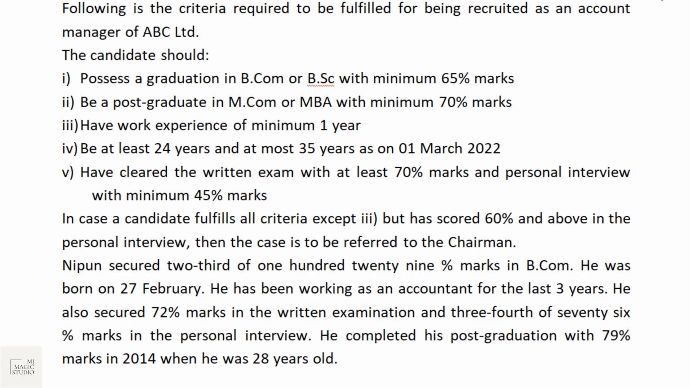Next, a 100% guaranteed sample question on the screen is from the eligibility test. You may find this in round 1 and round 2 both. A few criteria are given to recruit an account manager in a company. We need to go through those criteria. Then there is the detail given about Nipun. Based on the detail given about Nipun, we need to find whether he is eligible to be in the company or what will happen to him. Give it a try, pause and do it.